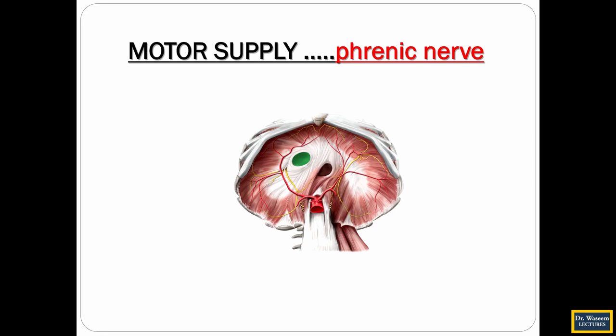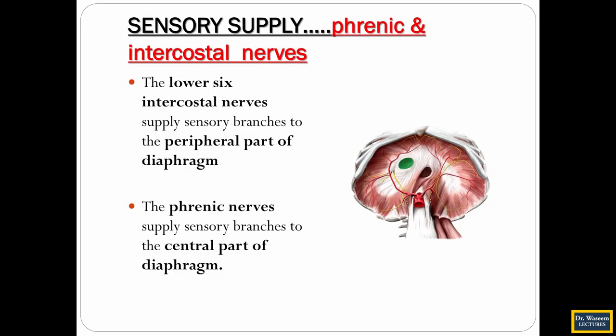This is the motor supply: the sole motor supply of your diaphragm is by the phrenic nerve. But as far as your sensory supply is concerned, this is the costal part of your diaphragm, and you know that it is giving passage to your intercostal nerves. So the sensory supply to the lateral or peripheral part of your diaphragm is from the intercostal nerves.